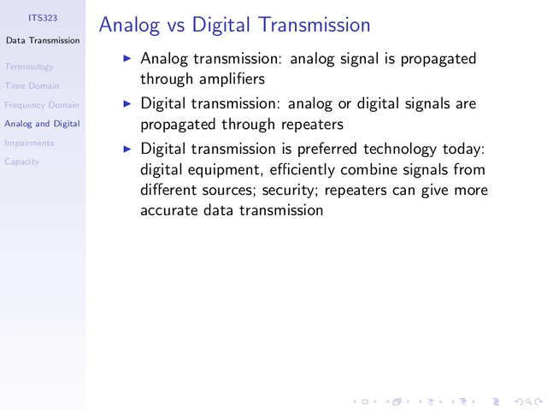So the example on the left is an example of analog transmission, where we're using amplifiers. And on the right is digital transmission, where we're using repeaters.